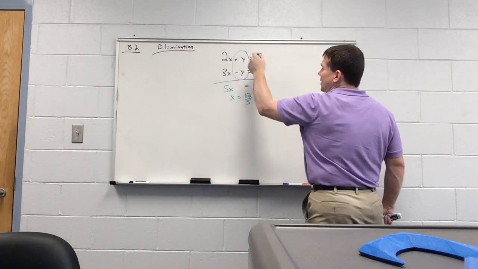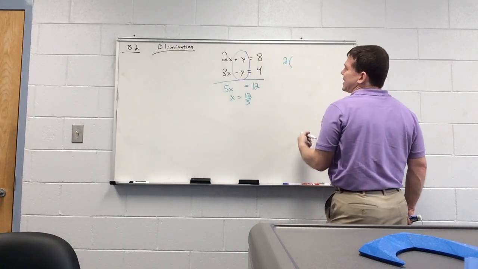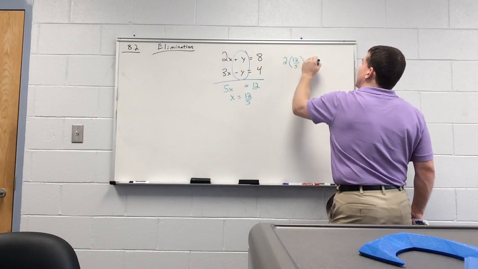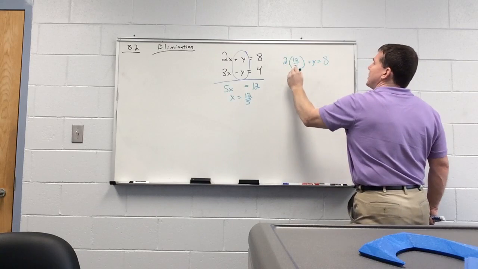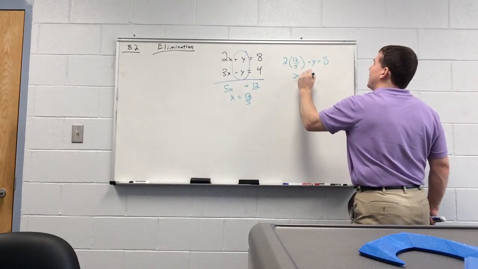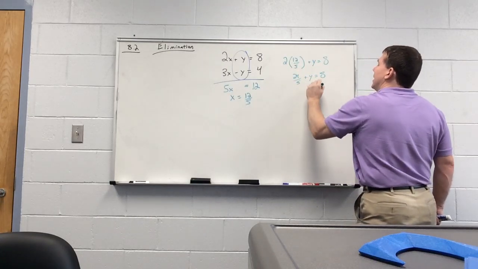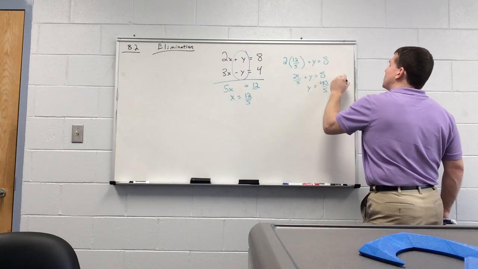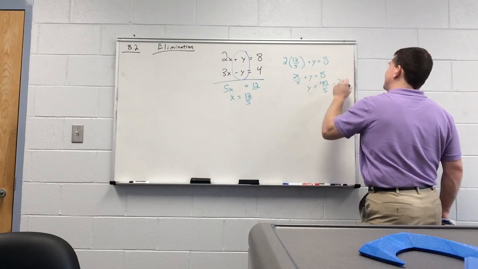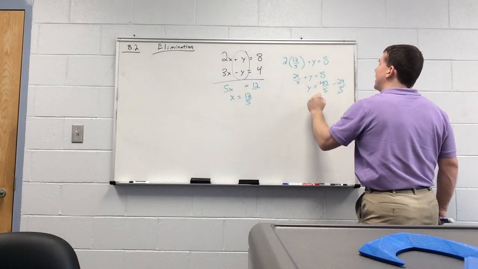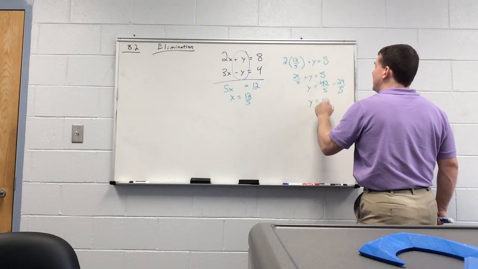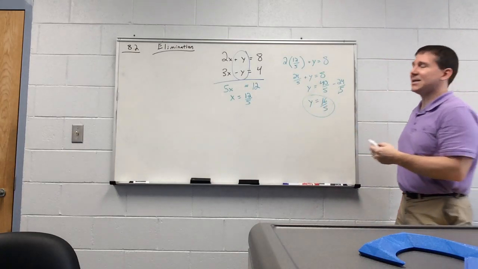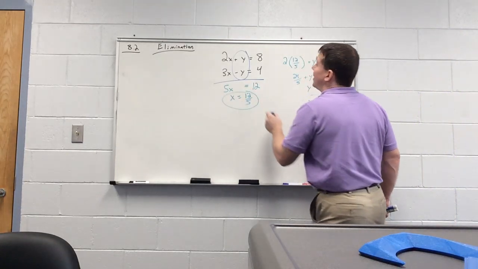Now I just pick an equation. I'll go with the first one. I substitute the x in and I solve for y. 2 times 12, that's 24 over 5 plus y equals 8. So y equals 8, which is 40 over 5, minus 24 over 5. 40 minus 24 is 16 over 5. And I get a solution just like that.